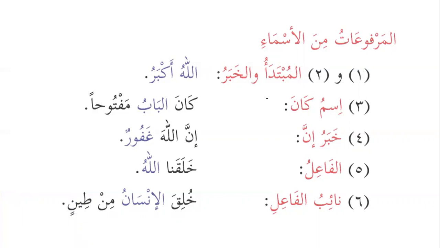As we have discussed many times, al-mubtada'u wal-khabaru, both of them are marfu'. Allahu akbaru. So ismu al-jalalah is mubtada, the subject, and akbaru is the predicate, al-khabar. Okay, akbaru doesn't have tanween. Why is that?